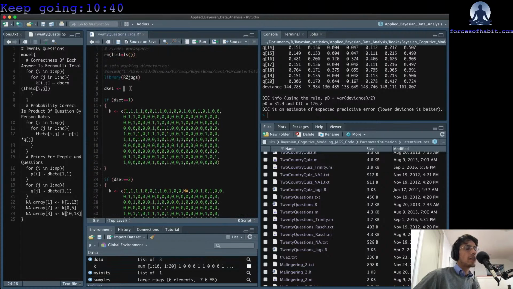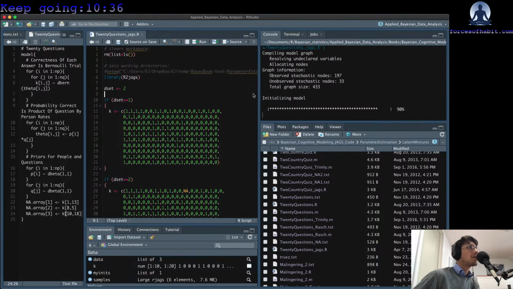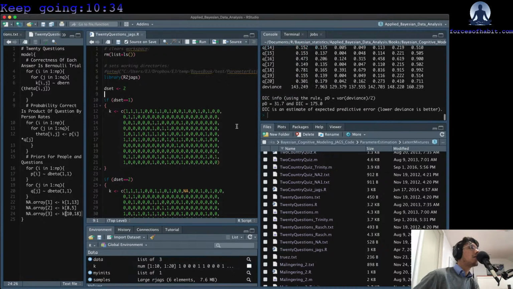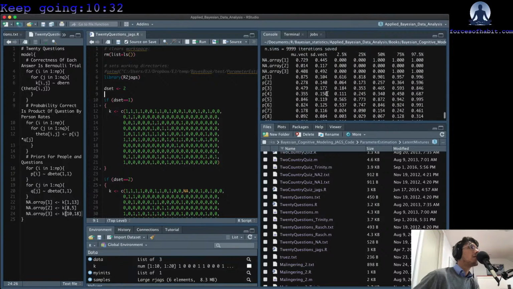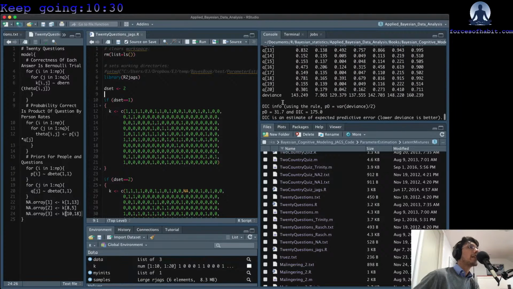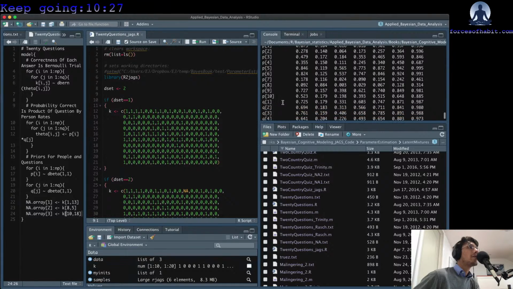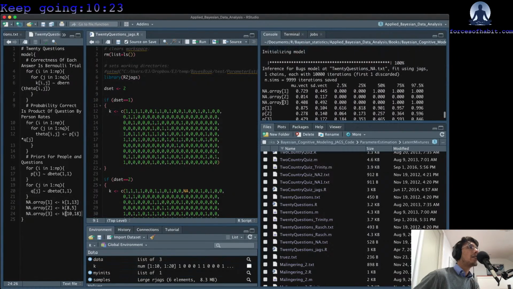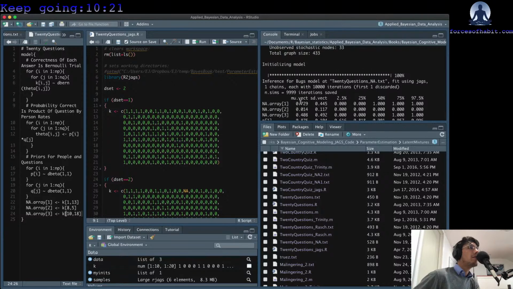And now we're going to set that data set to 2 and see what happens. Great, so we're going to get these values again for each of the folks. And we're going to get values for each of these. So this is K, the probability of K, posterior distribution for K.